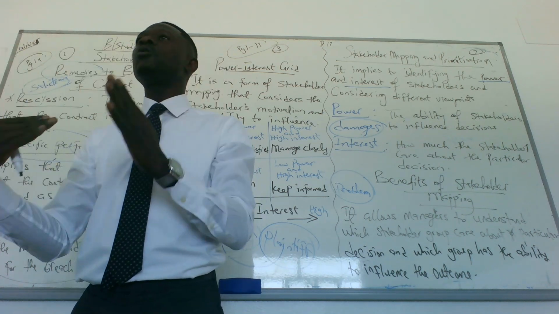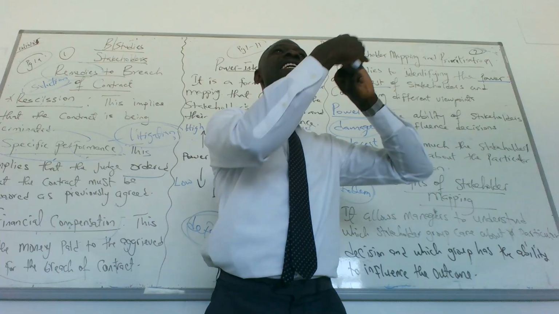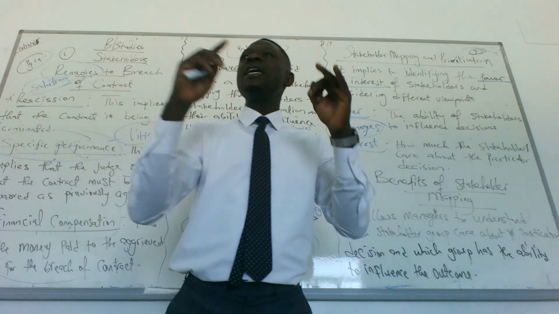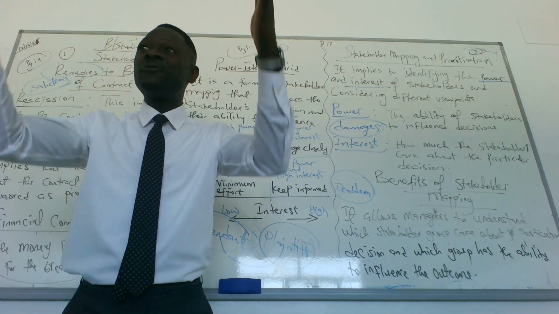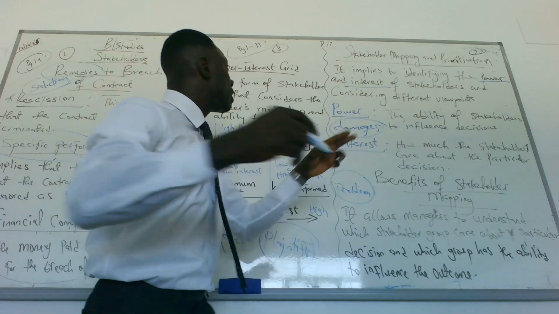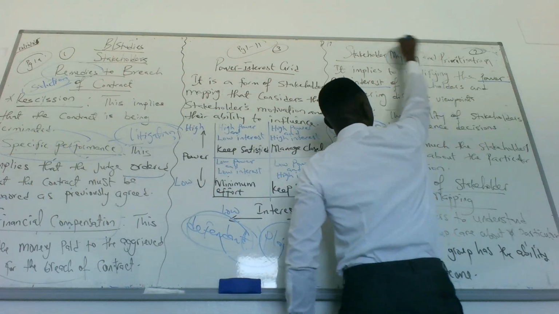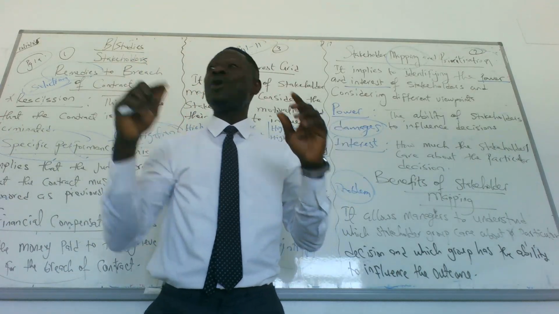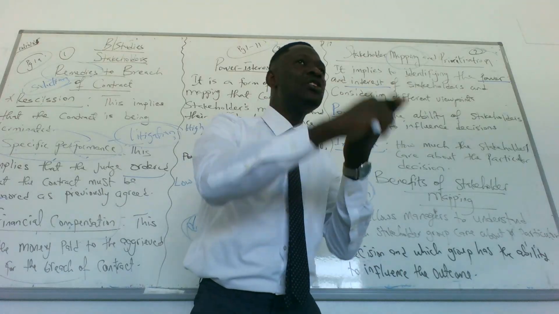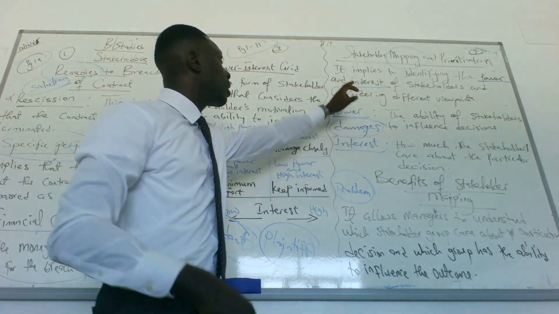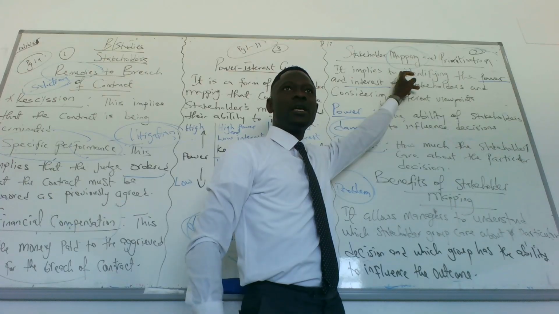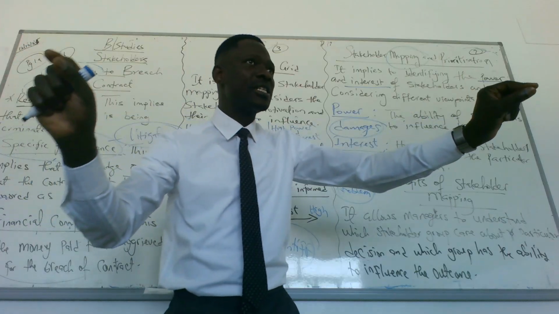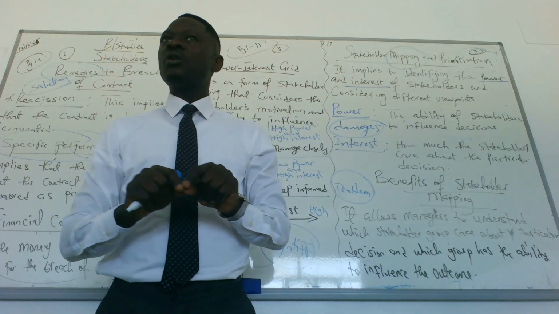Whoever you are as a stakeholder, you have power and what? Interest. If I'm able to identify your power and interest, I call it what? Mapping. The ability of the business to understand and identify the power and the interest of a stakeholder is called what?